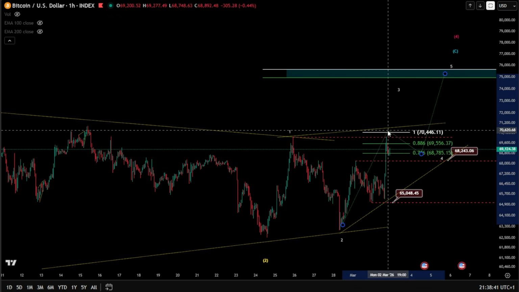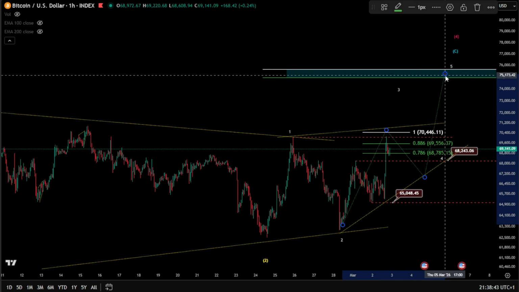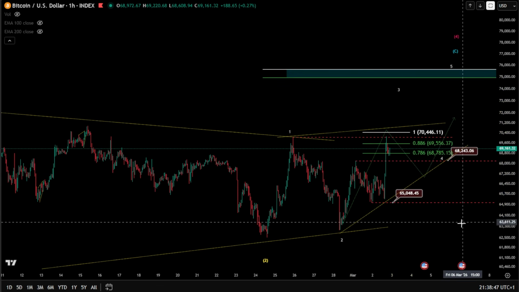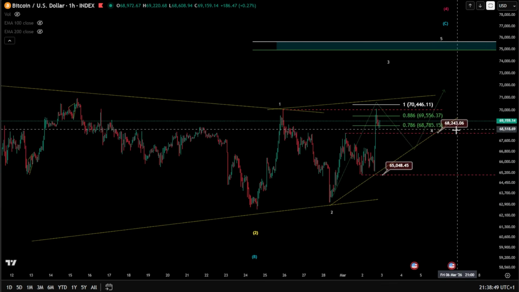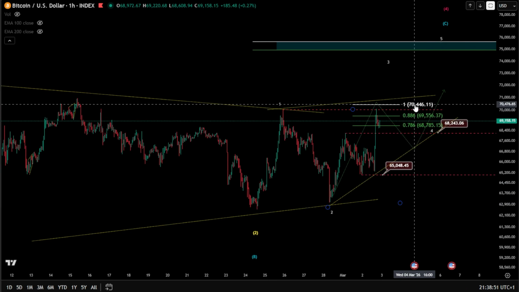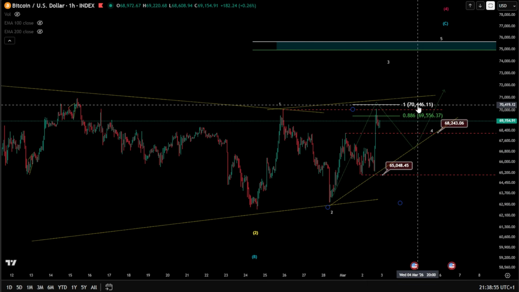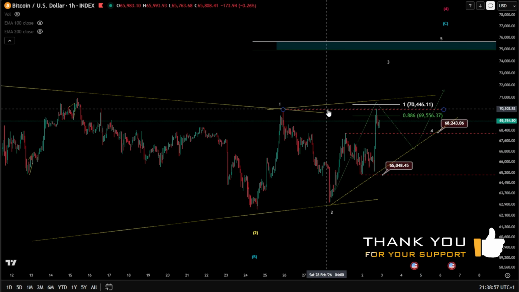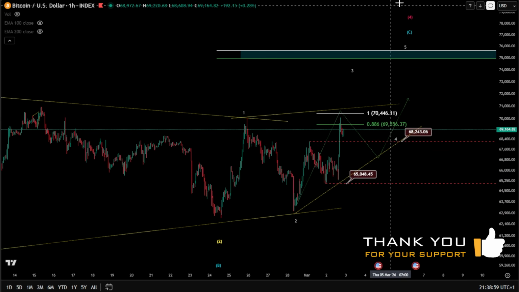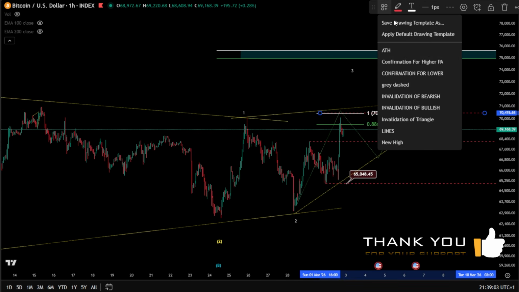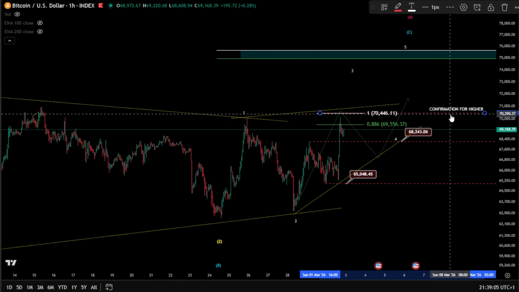So within, of course, these targets right now, we get a little bit much tracked with the aggressivity of this ending diagonal in case that it's gonna happen here. Basically, you want to watch the 1-to-1 fib level. So I'm gonna put this also there as confirmation for higher prices.